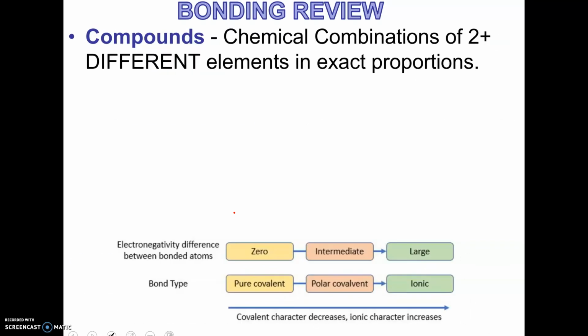So a compound is a combination of 2 or more different elements in exact proportions. So for example, water would be a compound. It's always 2 H's and an O. Sodium chloride would be a compound. Glucose, C6H12O6, that would be a compound.